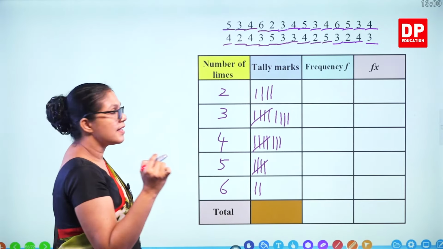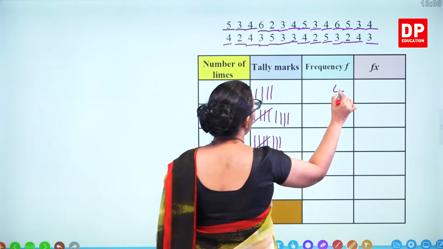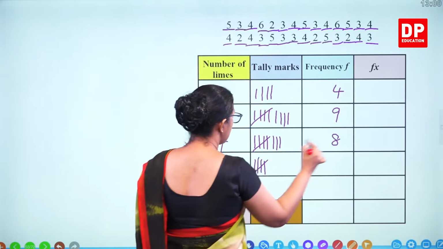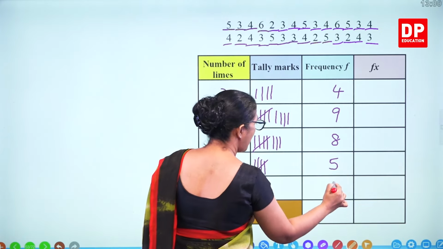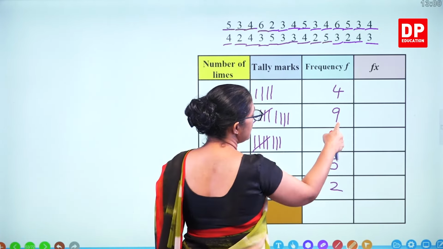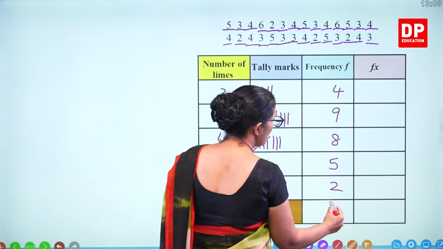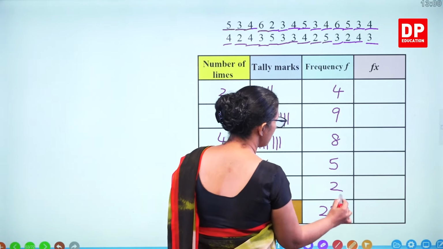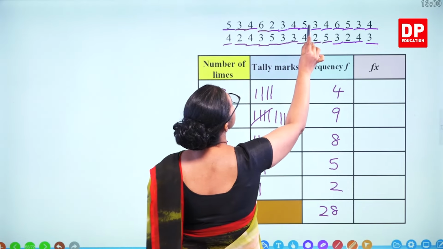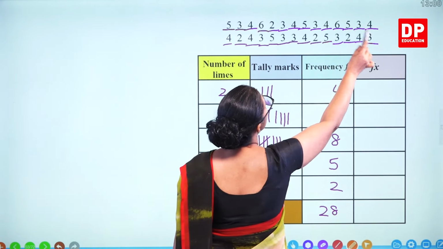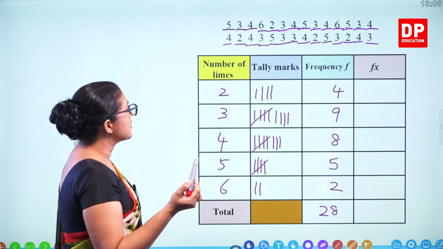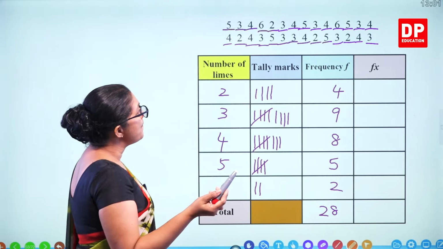Now count. That's the frequency. You get 4, 9, 8, 5, and 2. Add and see: 10, 19, 24 and 28. Just check: 1, 2, 3, up to 14. 14 times 2, 28. Now fx to find out the mean.